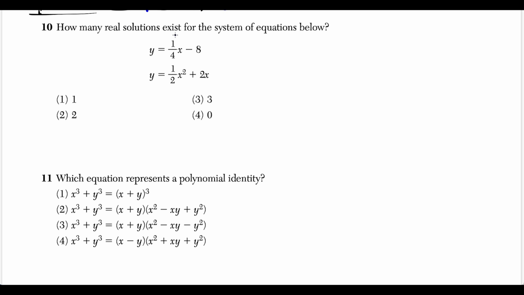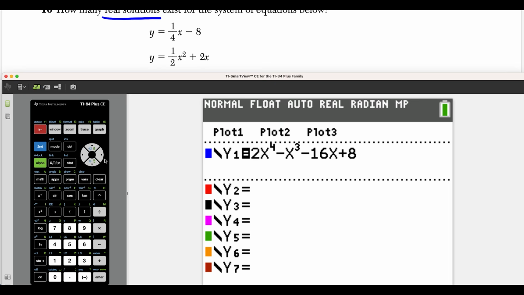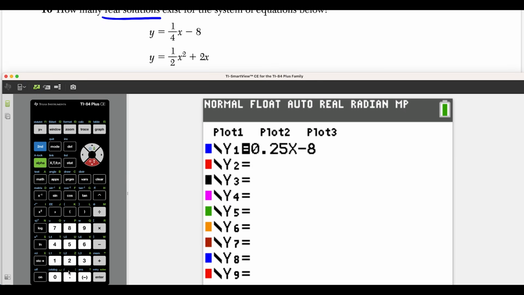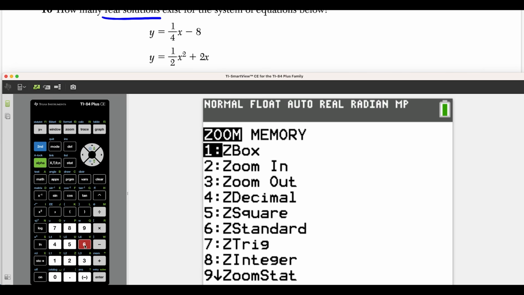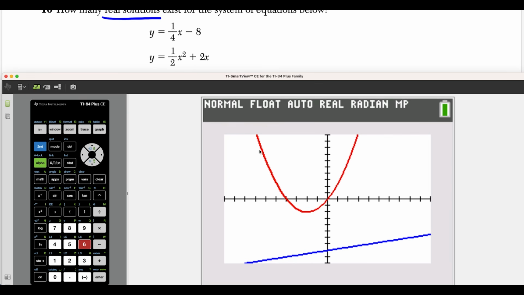So question 10, we want to see how many real solutions exist for this system below. So for this one, we could just type in both equations to the calculator. So I'll write 1/4 as 0.25x, and then we have minus 8 we're just tacking on. And then underneath this, we have 0.5 for 1/2, and then we have x squared, and then we're tacking on a 2x. So now I'm going to press zoom 6 just to make sure our graph is back to standard here. And notice that these graphs completely miss each other. This quadratic is not going to intersect with this line. So there are no real solutions between them.